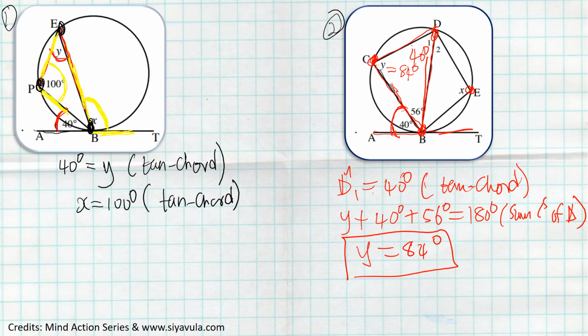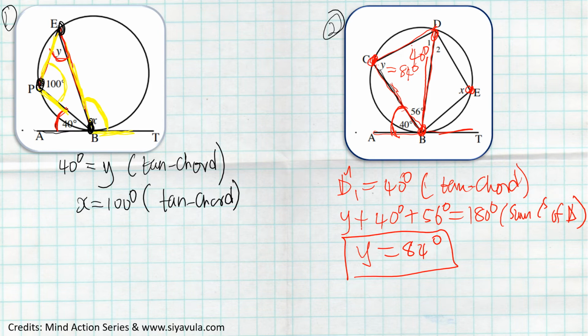Angles at the same segment are equal. That's the first theorem that must come to your mind. Number two, opposite angles of a cyclic quad are what? Are supplementary. Number three, the exterior angle of a cyclic quad is equal to the opposite interior angle. Which one of the three can we use?